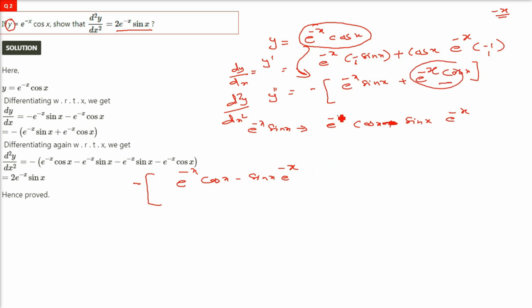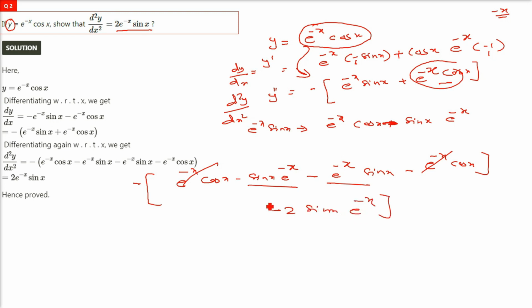So in place of e raised minus x cos x, you have to write minus, in brackets, e raised minus x sin x plus e raised minus x cos x. Since we have a negative, let's write the previous one only, e raised minus x sin x minus e raised minus x cos x. So what cancellation can be done? e raised minus x cos x is cancelled, and this will be minus 2 sin x e raised minus x, and minus is already outside, so minus will be plus. So 2 sin x e raised minus x, or you can take e raised minus x in the front. This is your final answer. This is how you have to write it also.